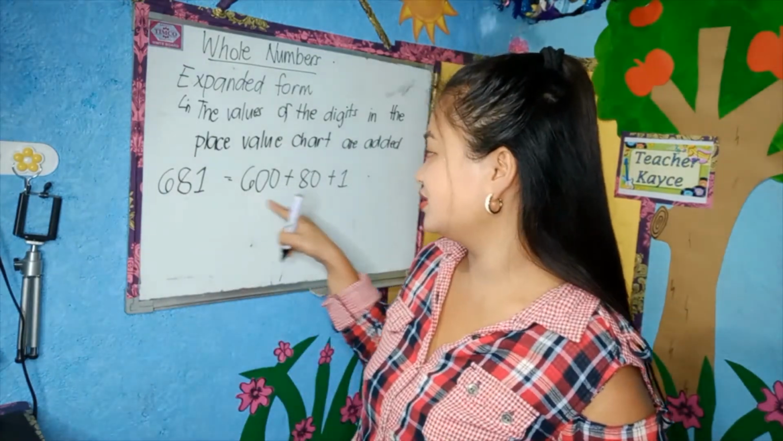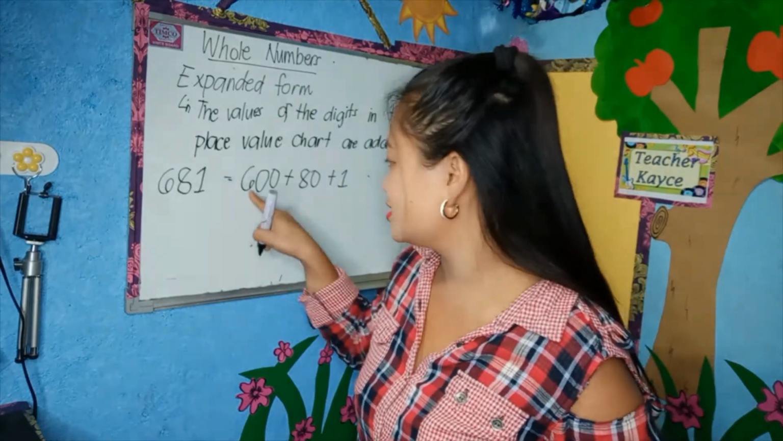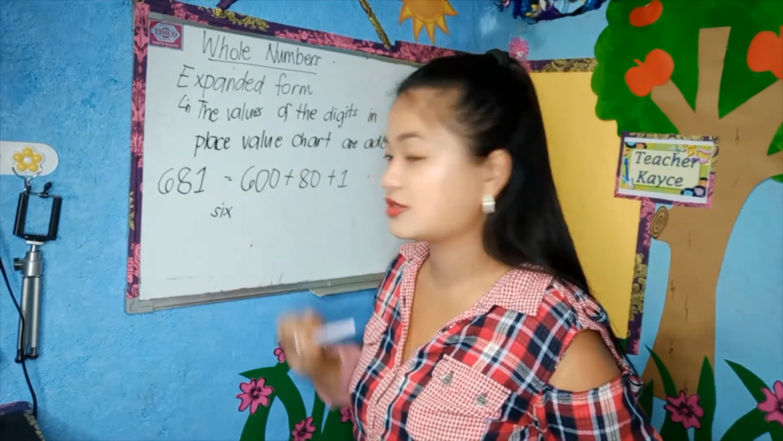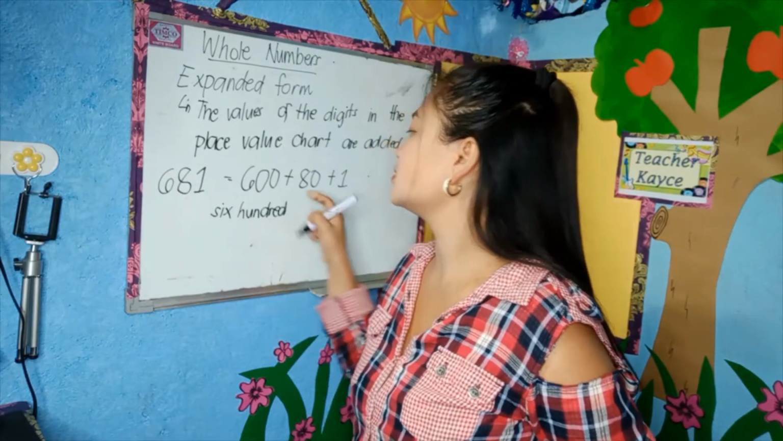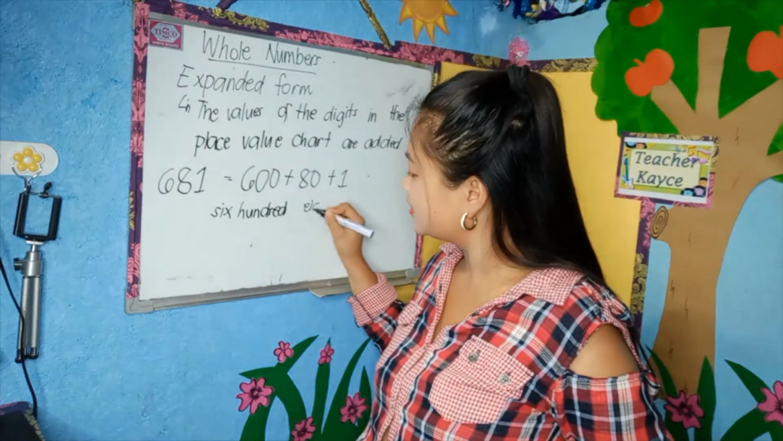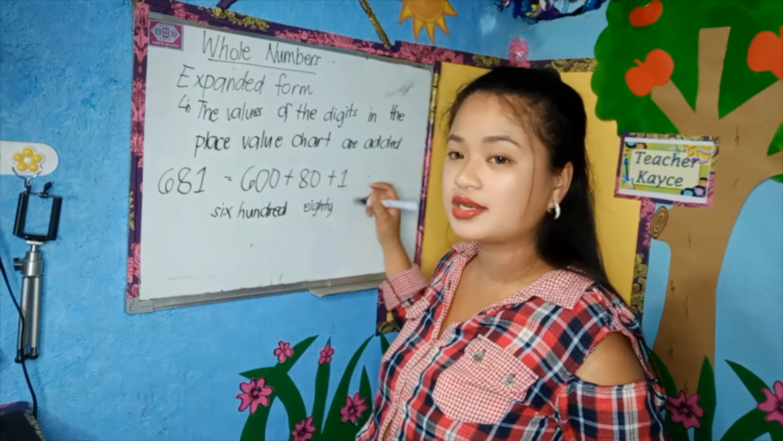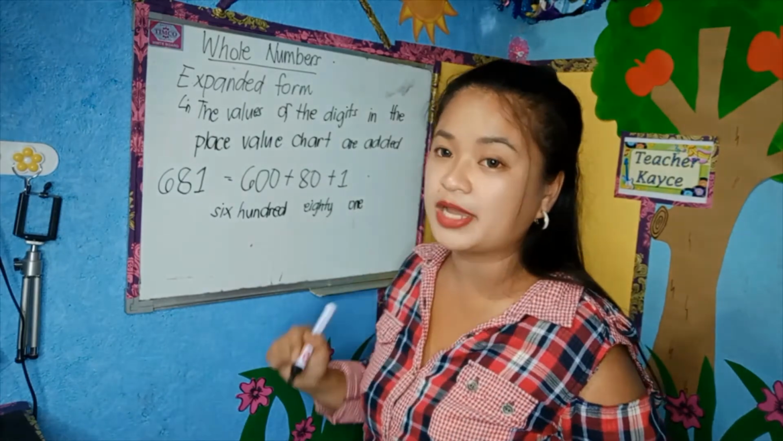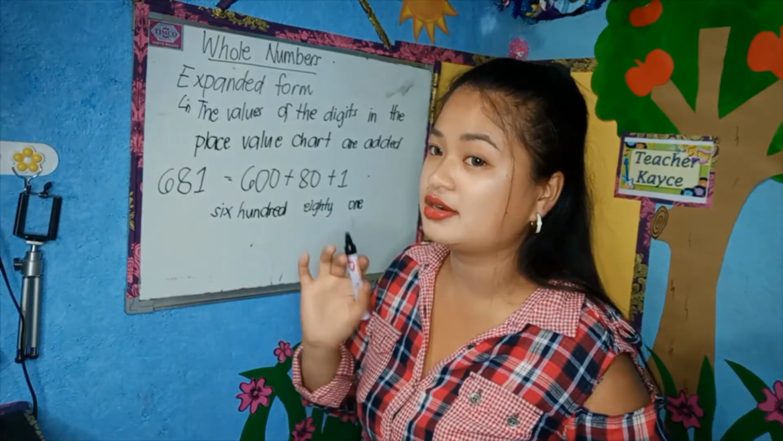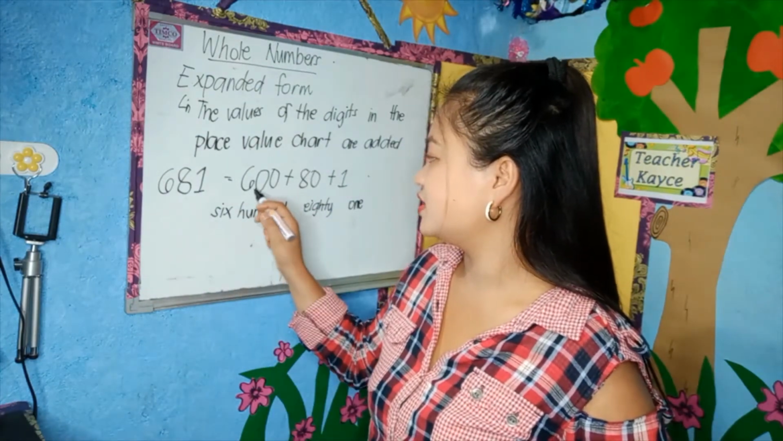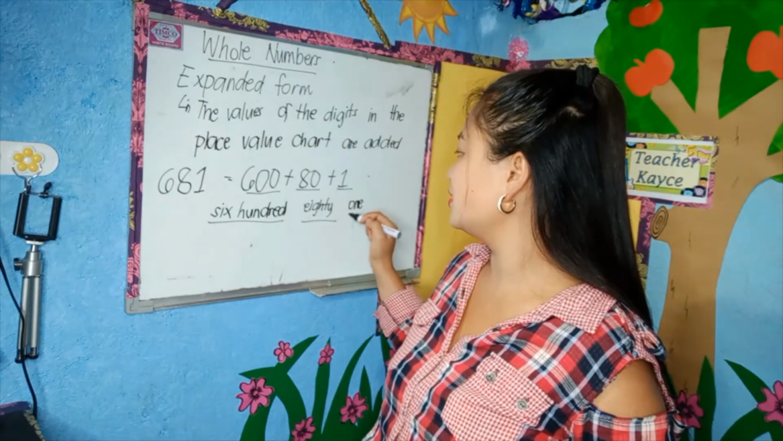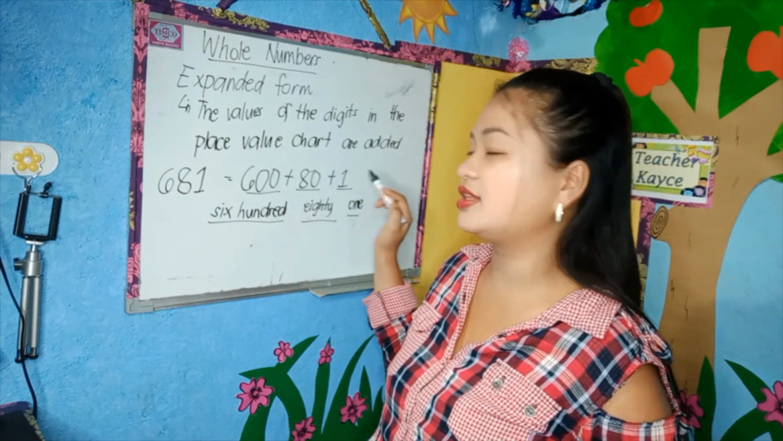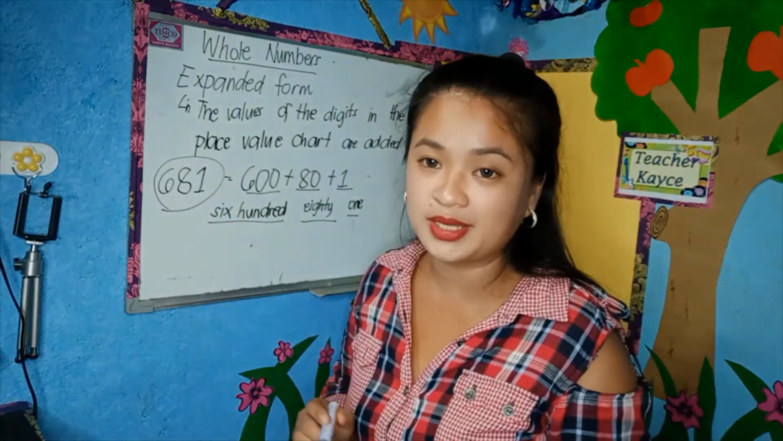How are you going to read it? We have 681. How are you going to write it? 600, this one 80, and this one 1. So in your expanded form, you can easily read your whole numbers. We have 600, 80, 1. So 681. That is your whole number. So that is our lesson for today.